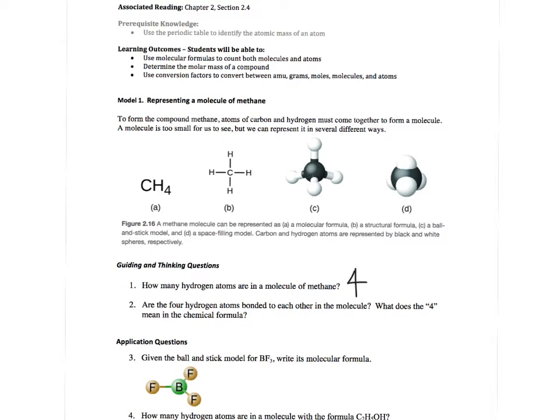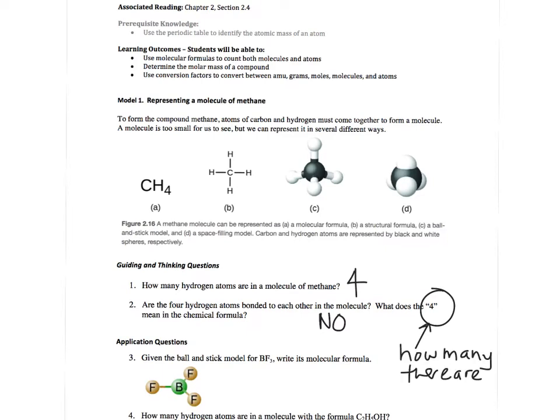So 4 hydrogen atoms. Are the 4 hydrogen atoms bonded to each other in the molecule? What does the 4 mean in the chemical formula? If we were just looking at the chemical formula, we actually can't tell how they're connected to one another. But we can see here that the hydrogens are not bound to each other, they're connected somehow to the carbon. So the answer to the first question, are the 4 hydrogen atoms bonded to each other, would be a no. So the 4 only means how many there are, not how they're connected.